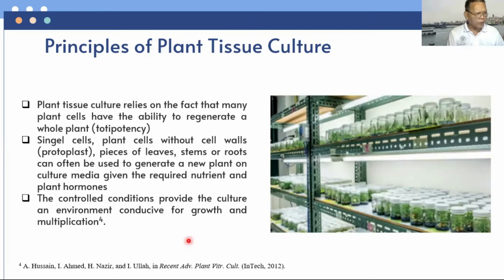A single plant cell without a cell wall, we call a protoplast. Pieces of leaf, stem, or root can often be used to generate a new plant on culture media given the required nutrients and plant hormones. And the last, the controlled conditions provide the culture and environment conducive for growth and multiplication.